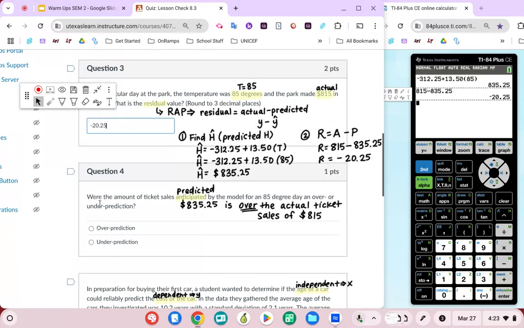So question number 4, the amount of ticket sales anticipated, or predicted, by the model for an 85-degree day, were they over or were they under for the prediction?